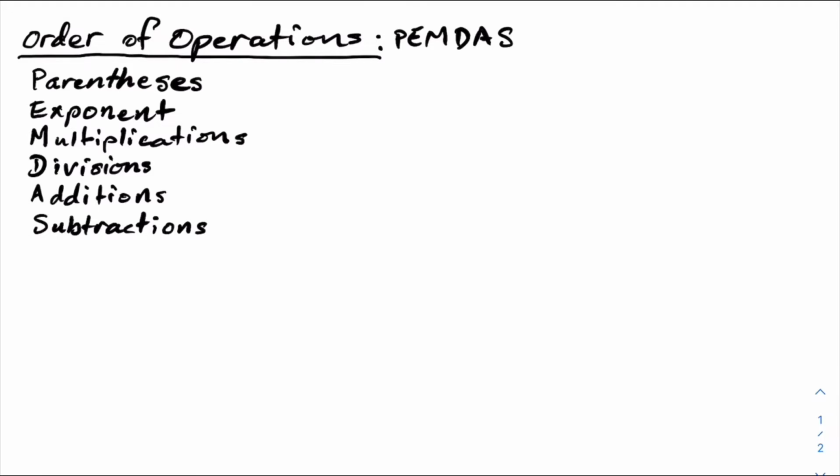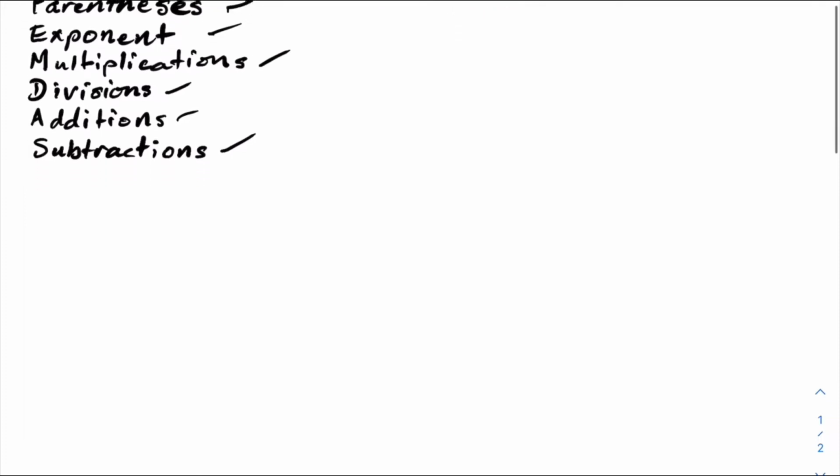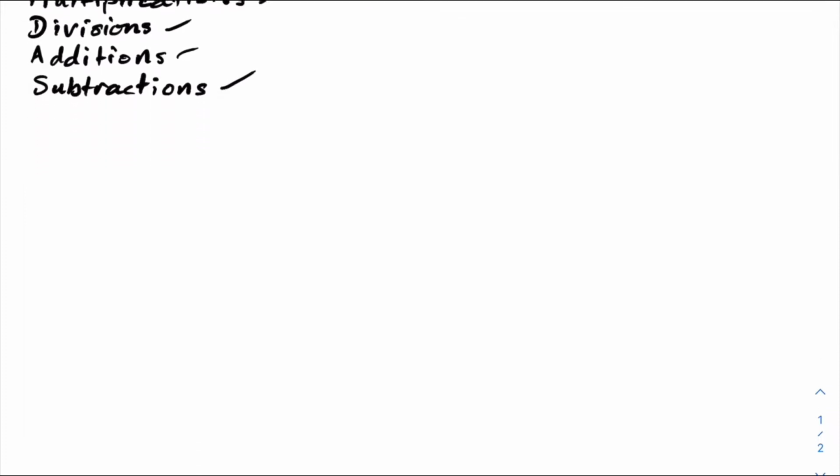As an acronym, I remember it as PEMDAS, and they stand for P is for parentheses, E is for the exponent, M is for multiplication, D is for division, then addition and subtraction. So we're going to go through each expression in that order. Okay, so let's start with a problem.